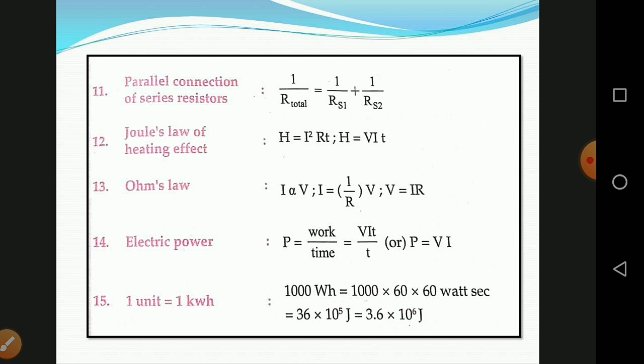In parallel, 1 by R total is equal to 1 by R1 plus 1 by R2. For series connections, the resistances add.